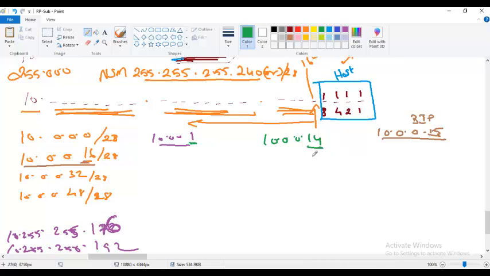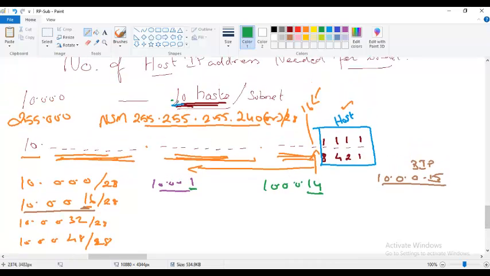Per subnet, what is the question? Per subnet, you should have 10 IP addresses. Do we have 10 IP addresses? Yes, we have 14. We have 4 extra. All right. And let's do the next one.